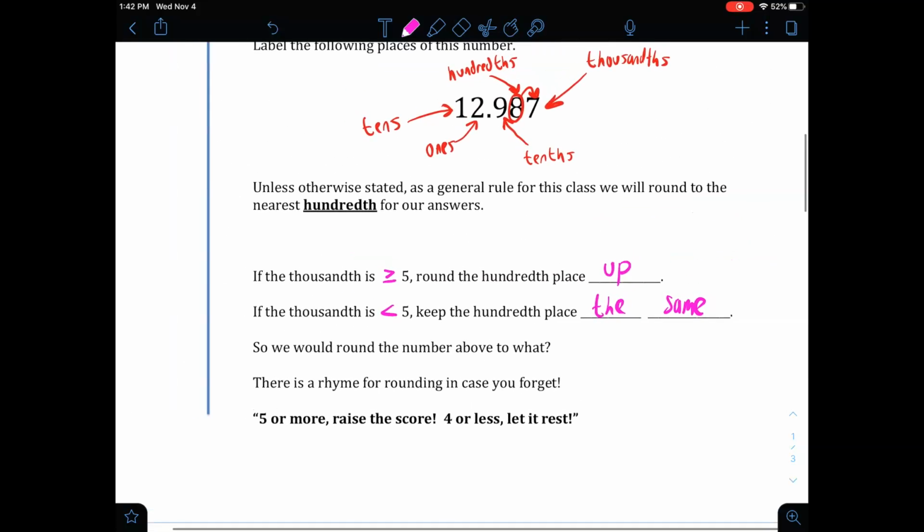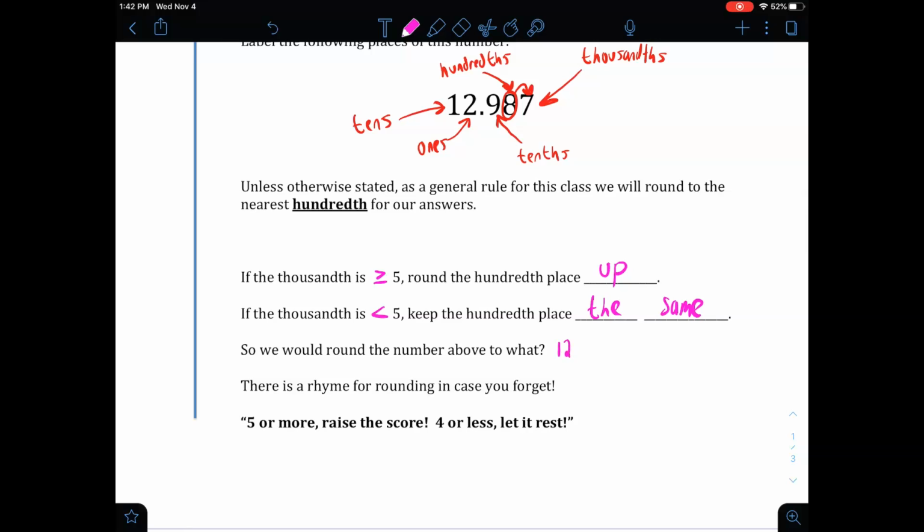So we would round the above number to what? Well, we had 12.987, so we're rounding to the hundredths place. If we're rounding to the hundredths place, we're going to look to the right of the hundredths place. Look at the 7, is 7 5 or more or 4 or less? It is 5 or more, so we're going to raise the score, we're going to round it up. So we're going to take 12.987 and round it to 12.99.